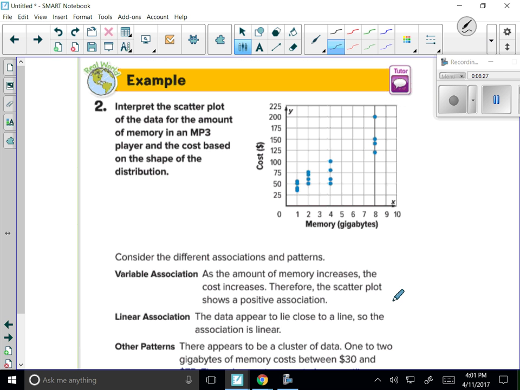Go ahead and turn the page. This is example 2, and example 2 is on page 668. We'll read through it together. It says, interpret the scatter plot of the data for the amount of memory in an MP3 player and the cost based on the shape of the distribution. So we're going to be comparing associations and stuff. When it says to interpret, you should know that you need to give me some information about this. Like if I were not able to look at this graph, you would have to explain to me what it looked like. That would be a good way to interpret something.